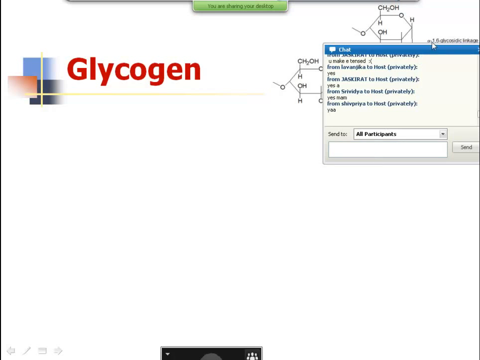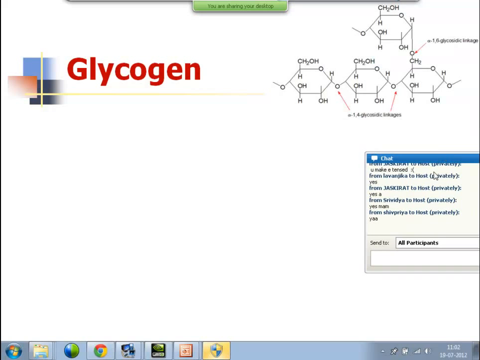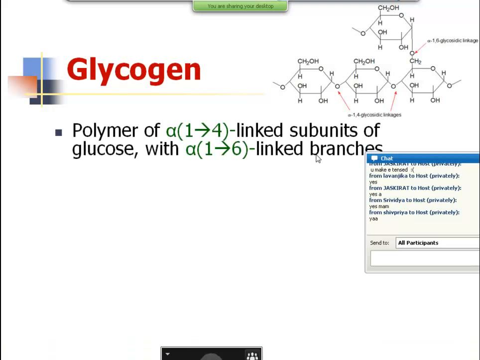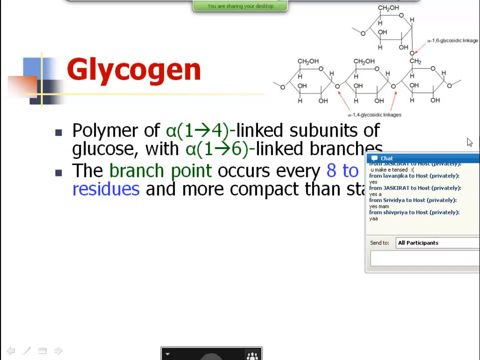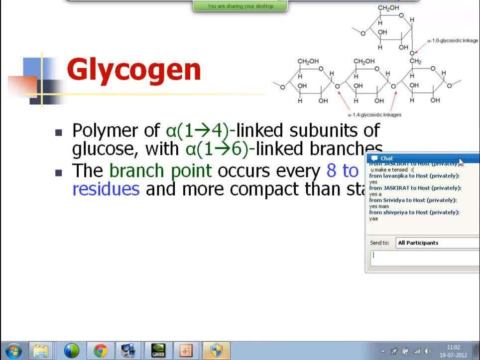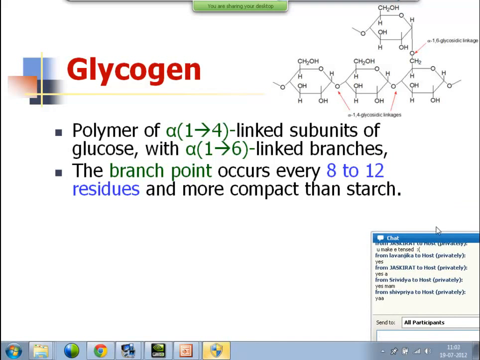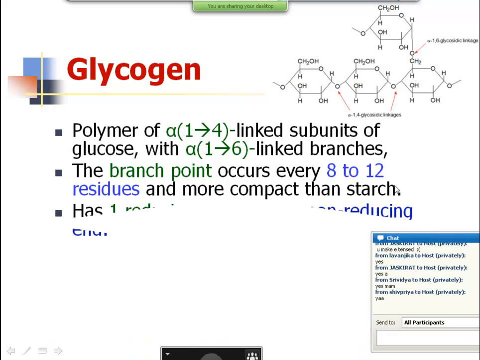Linkage is like this, branching is from down. Branching means between the first and the sixth carbon. It will form two layers like this. Okay, this is the branching. It can be between 1,3, 1,4 also, like in the case of dextrins. But here specifically it is alpha 1,6, and alpha 1,4 means it is an adjacent linkage. So the branching occurs between every 8 to 10 residues, 8 to 12 residues, you see the branching.